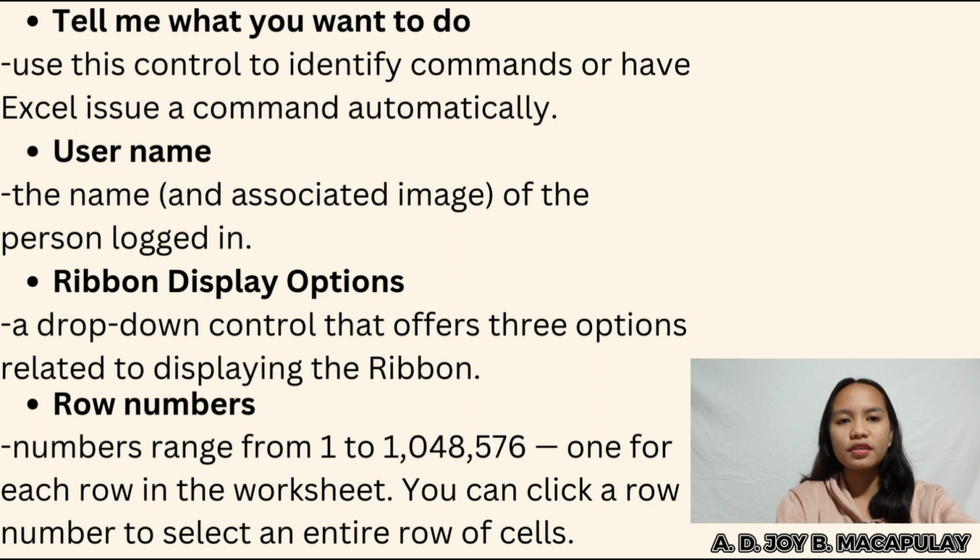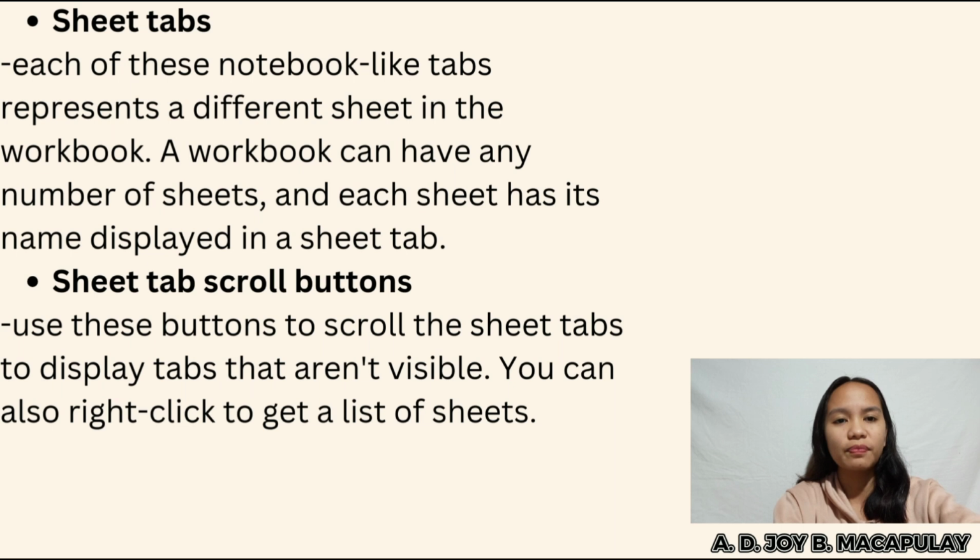The row numbers. These numbers range from 1 to 1,048,576, one for each row in the worksheet. You can click a row number to select an entire row of cells. Next is the Sheet tab. A workbook can have any number of sheets and each sheet has its name displayed on the sheet tab. Another, the Sheet tab scroll buttons. Use these buttons to scroll the sheet tabs to display tabs that aren't visible. You can also right-click to get the list of sheets.